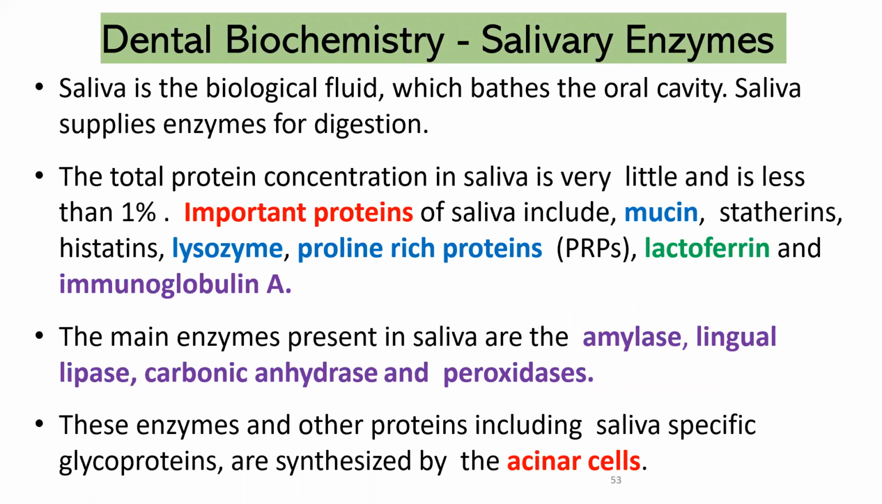So what happens in dental hygiene? We know the oral cavity has saliva. Saliva has enzymes, everyone knows that, and the total protein concentration is pretty low. But there are some important proteins that I am sharing here. The main enzymes present in saliva are amylase, lingual lipase, carbonic anhydrase, and peroxidase. Some of these enzymes and proteins, including the salivary specific glycoprotein, are synthesized by particular cells.